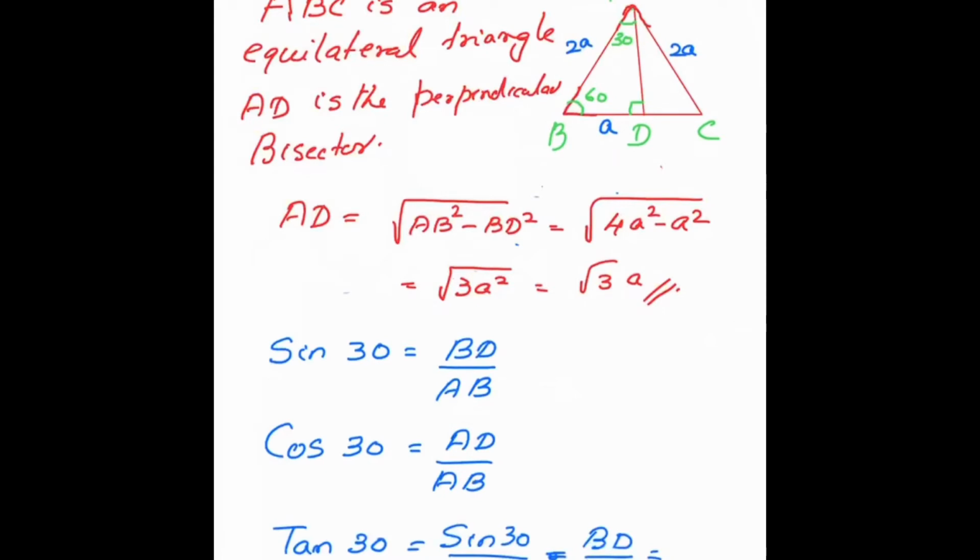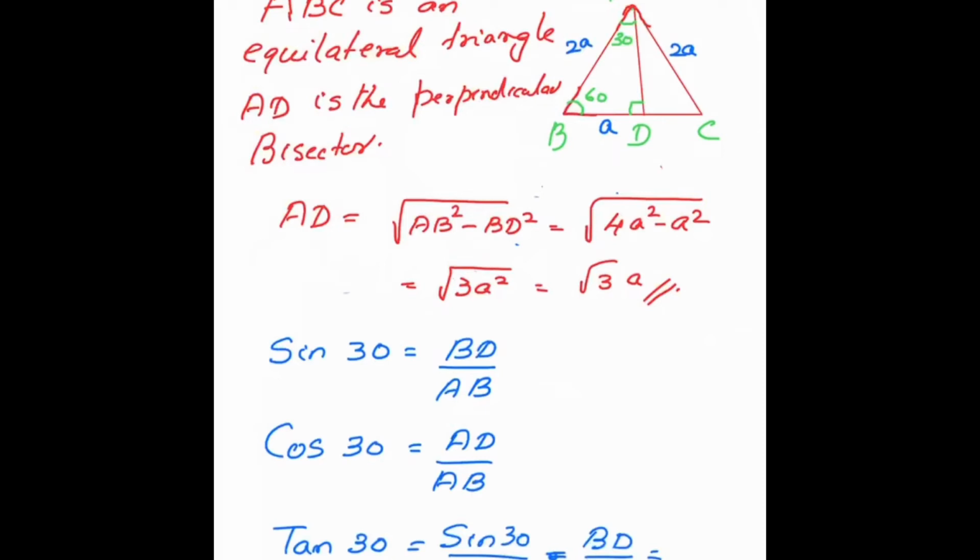Now we are going to do it for 30 degrees. For this we have to take ABC as an equilateral triangle and let the sides be 2a. And AD is a perpendicular bisector. So, since it's a perpendicular bisector, angle ADB will become 90 and BD will be half of the side. The side is 2a, so BD becomes a. Now angle B will become 60, so angle BAD will become 30 by angle sum property. Now we will find the value of 30.